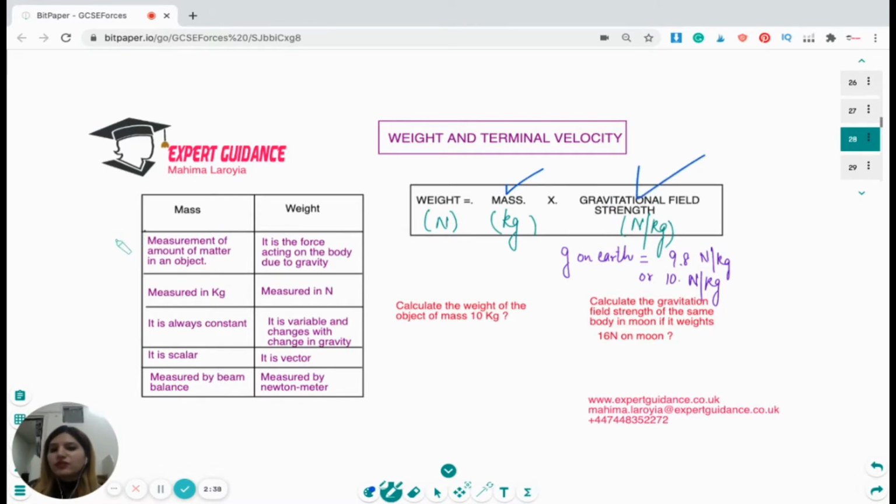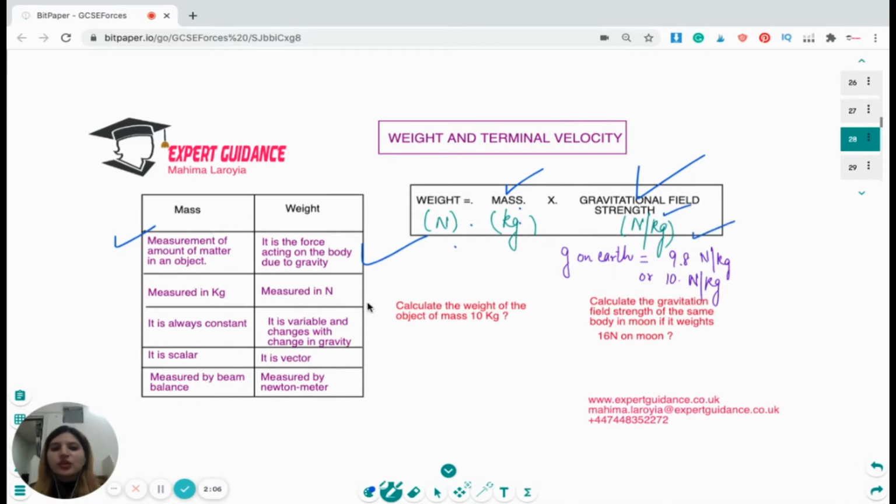So the first difference between mass and weight is that mass is the measurement of the amount of matter in an object, whereas weight is the force acting on the body due to gravity. Mass is measured in kgs, weight is measured in newtons. Mass is always constant, weight is variable as it changes with gravity. Mass is a scalar quantity, weight is a vector quantity, and you measure the mass by beam balance and the weight by Newton meter. So this is the formula: weight in newtons is mass in kilograms times gravitational field strength, which is newton per kg.